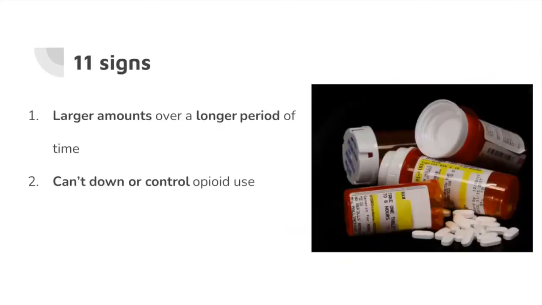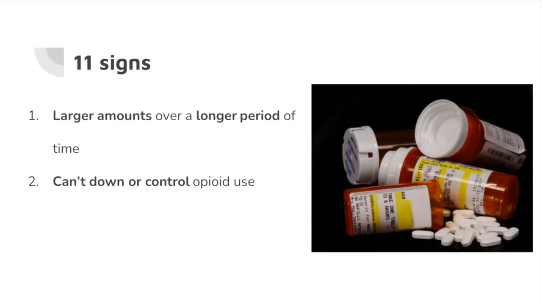The first sign is when a person uses larger amounts over a longer period of time. For example, they've been prescribed a certain medication, for example, oxycodone, twice a day for 1 week after their hip surgery or as a part of their low back pain management. But they find themselves using more than twice a day, for example, 4 times a day, and even after 2 weeks have passed, they still use it, which brings me to the second sign, which is when they cannot cut down or control the opioid use. They understand that they need to use it twice a day, but they cannot control it, and they end up using it more frequently.